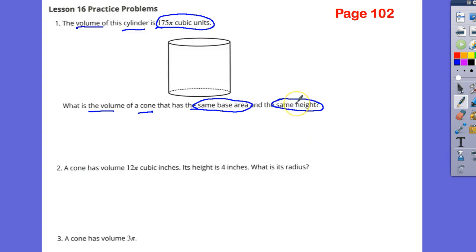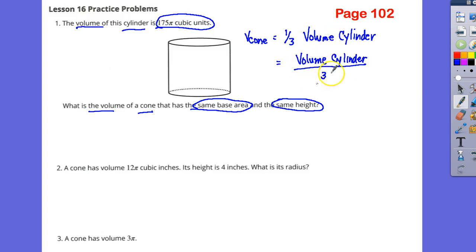So recall what we know about the relationship between the volume of a cylinder and the volume of a cone that have the same base area and same height. So we learned that the volume of a cone is 1/3 the volume of the cylinder. And we know that taking 1/3 of something means dividing it by 3. So we can rewrite this as a volume of cylinder divided by 3. So we will use that to figure out the answer to this question, to figure out the volume of the cone.